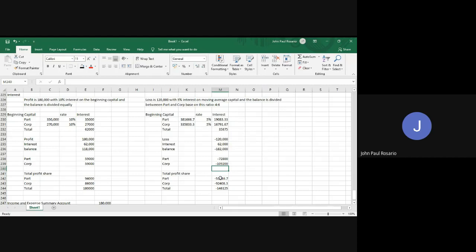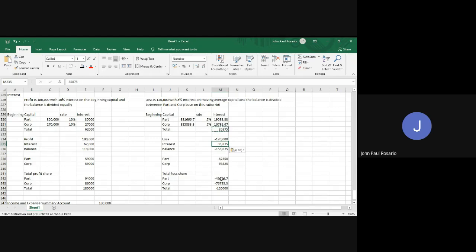Ang share ni part sa ato ang total loss share. Ay, dili man 62,000 ang itong interest. Itong interest is 35,875. So, interest is 35,875. So, with that interest, ang ato ada yung total loss is 155,875. So, muna ni siya ang share ni part o ni corp din sa loss.